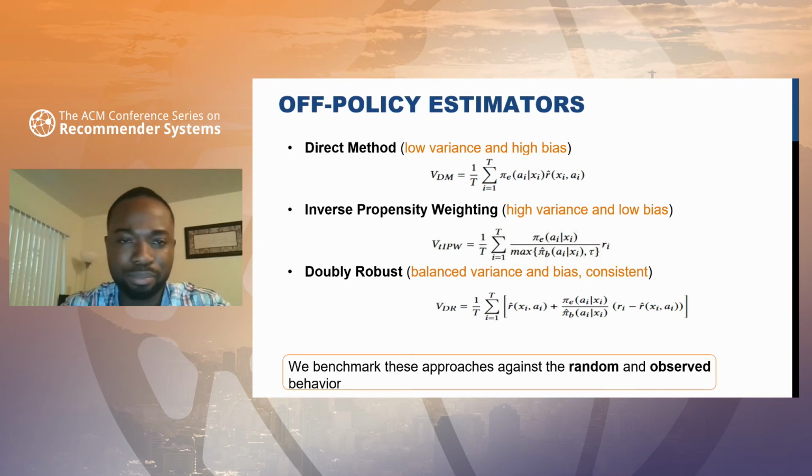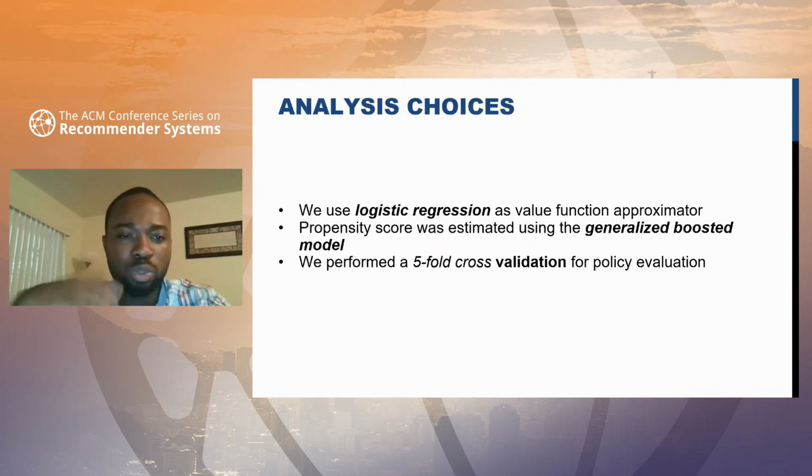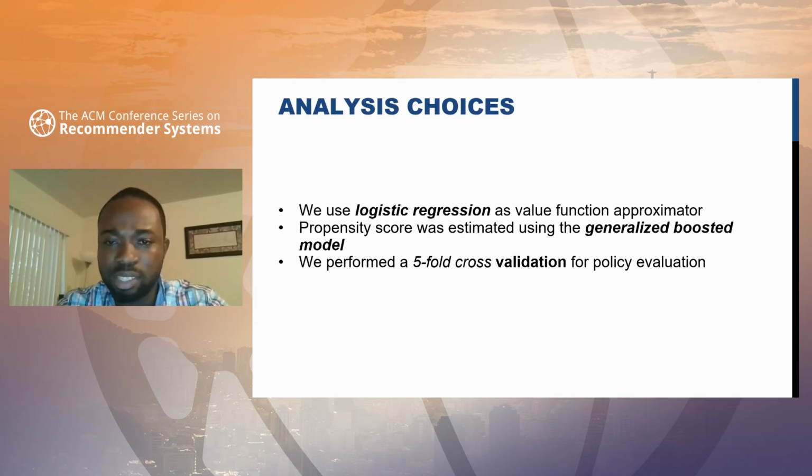And we want to make sure that we are doing better than what the people are already doing. So some of the analysis choices that we've made include using logistic regression as a value function approximator, and estimating the propensity score, the behavior policy, using a generalized boosted model. And we perform 5-fold cross-validation for policy evaluation.